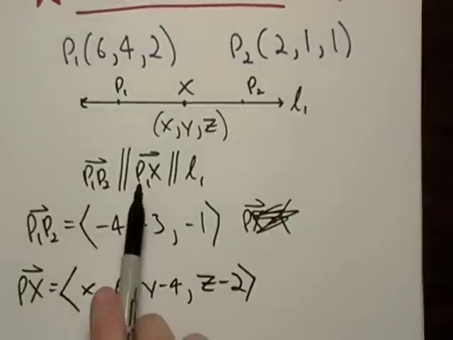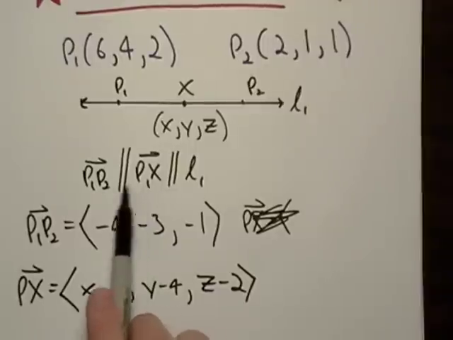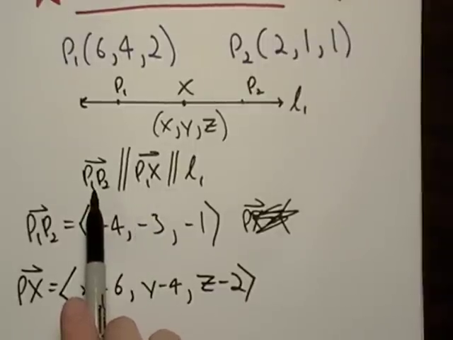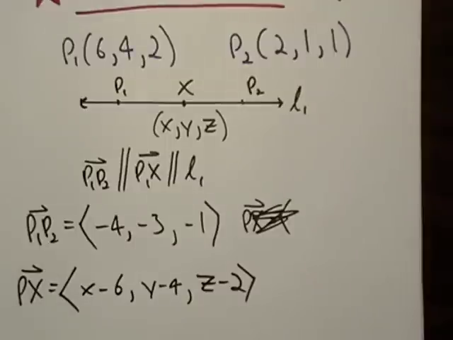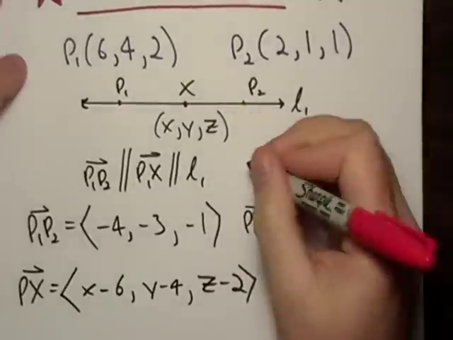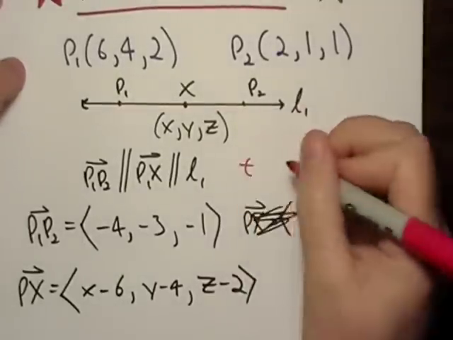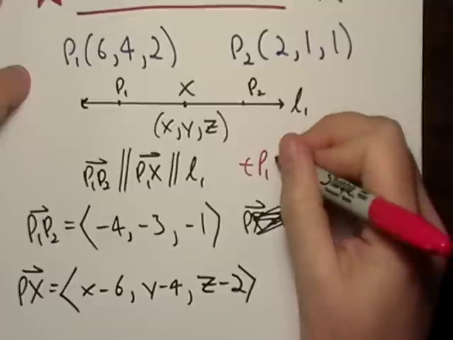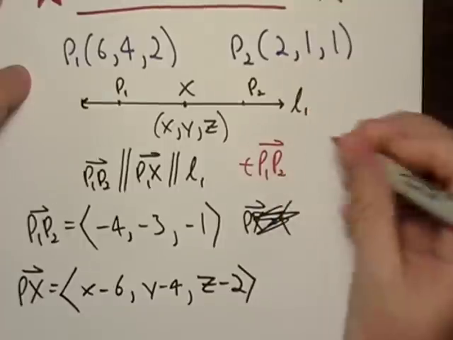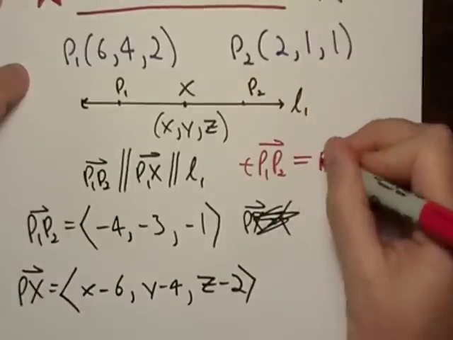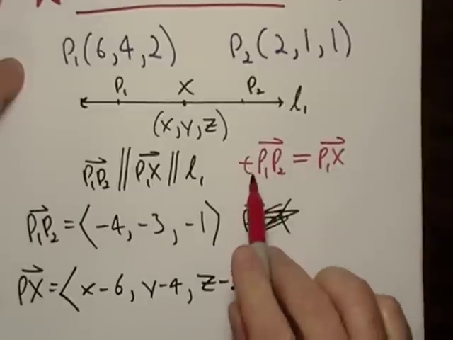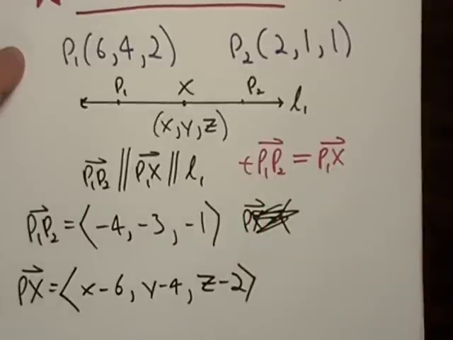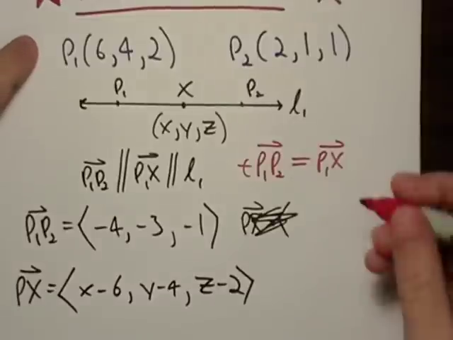We already made the claim that P1X and P1P2 were parallel to each other, so the only thing we've got to do now is come up with some magic number, that magic number being t, and we'll multiply t by vector P1P2, and that's going to be what makes these things equal. This is just some scalar multiple that's going to ensure that everything's equal.